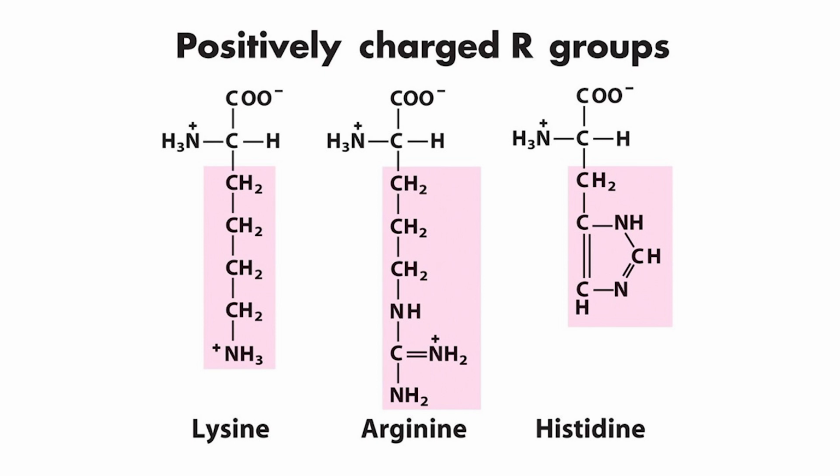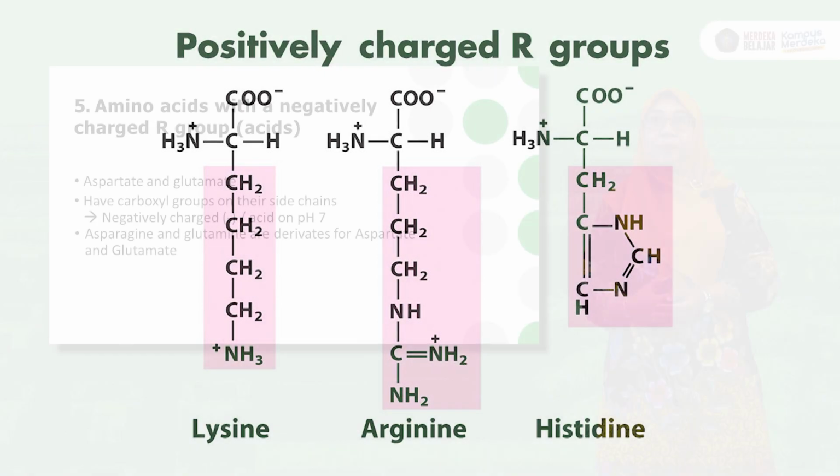Lysine and arginine have amino groups that can be ionized and have a positive charge as NH3+ and NH2+, while histidine has an imidazole group and the NH group can be ionized to be NH2+.